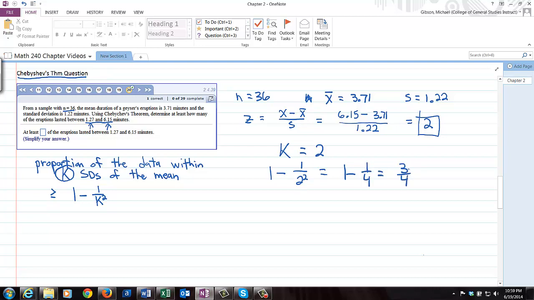Now, for most of these questions, we'd be done. Sometimes they'd ask us for the fraction. Sometimes they might ask us for the decimal. You'd have to say 0.75. But for this one, they say they want the minimum number of eruptions. Well, at least 3/4 of them is what we've just found. So we take 3/4 times our total number of eruptions, 36. That equals 27. That's the answer for this one.